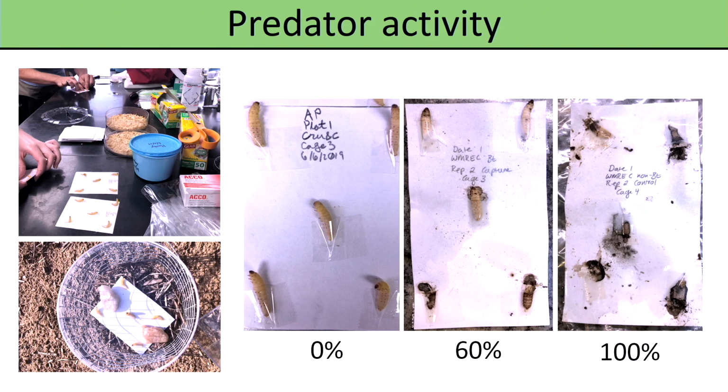And then we would come back. These are all healthy, happy larvae that just got to spend the night in the field. Here's 60% mortality, so this one's been chewed up, this one's been chewed up, this one's been totally taken away and eaten, it's gone. And all that's left is some of the blood. So this is how we evaluated whether predators were active or not.